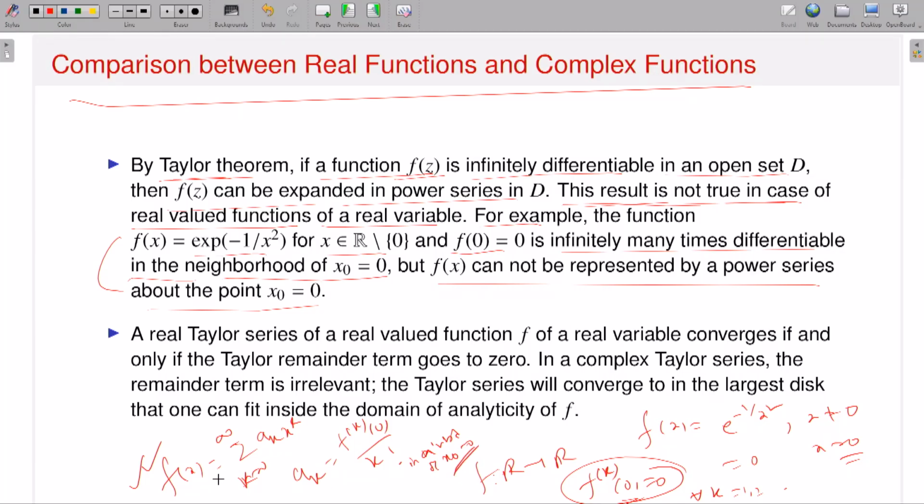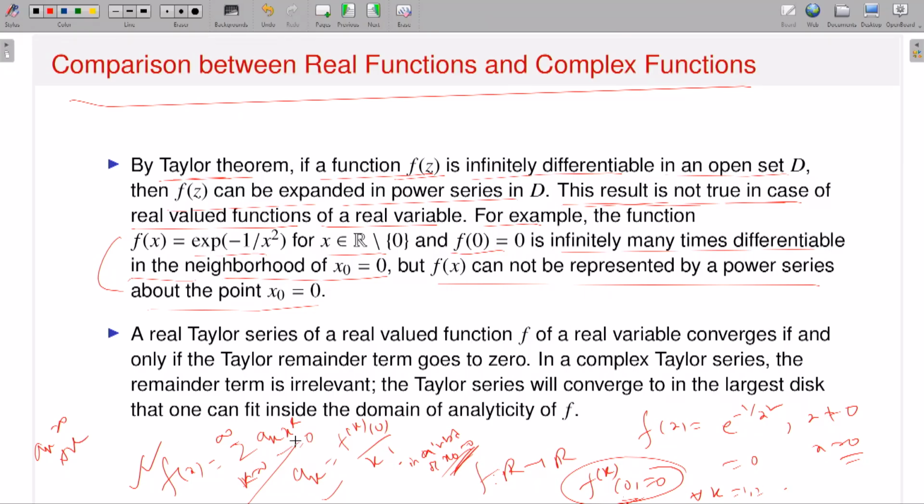But you see, if I write my function in terms of a power series in a neighborhood of x naught equal to 0, I will have this expression where a_k is this. But what I observed is that the kth derivative of my function f is 0 for each k. If this happens, that means a_k is 0 for all k. Now, since a_k is 0, the right hand side is the zero function.